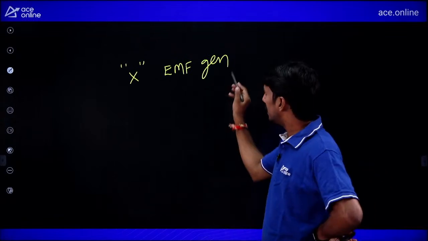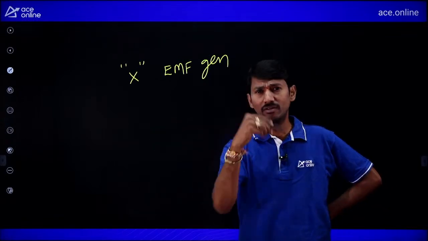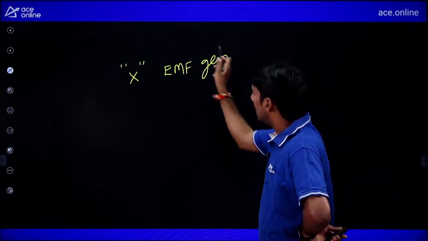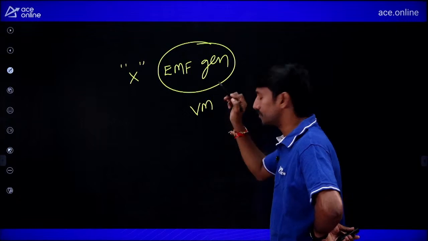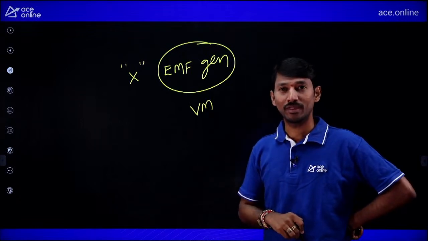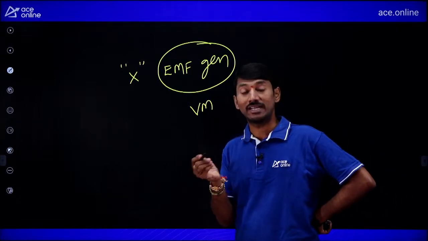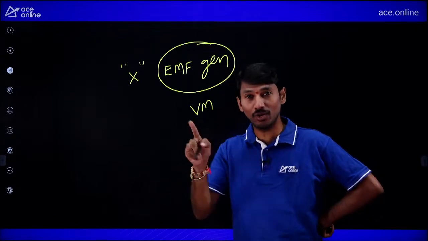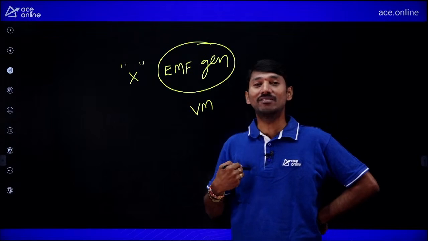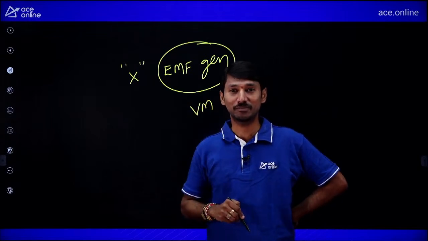Okay. Sir, EMF is generated by Faraday's law. Everyone knows that. But my question is, how do you know this? By connecting the voltmeter. What is a voltmeter? What is the construction of a voltmeter? How do you connect the voltmeter in the circuit? That will be available in our subject, that is the measurement subject.